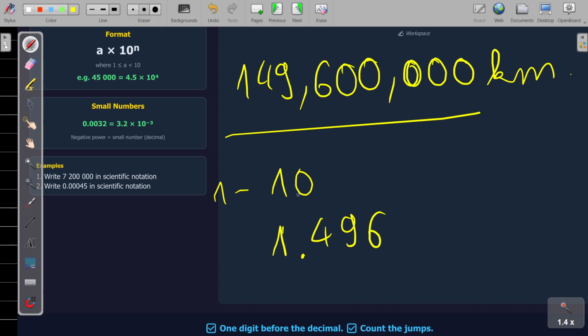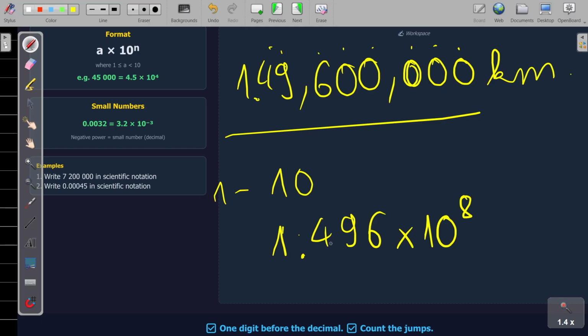So let us count. This is the decimal point here. 1, 2, 3, 4, 5, 6, 7, 8. So it takes 8 jumps. Because it is 8 jumps, we multiply by 10 to the power of 8. The final answer is 1.496 times 10 to the power of 8.